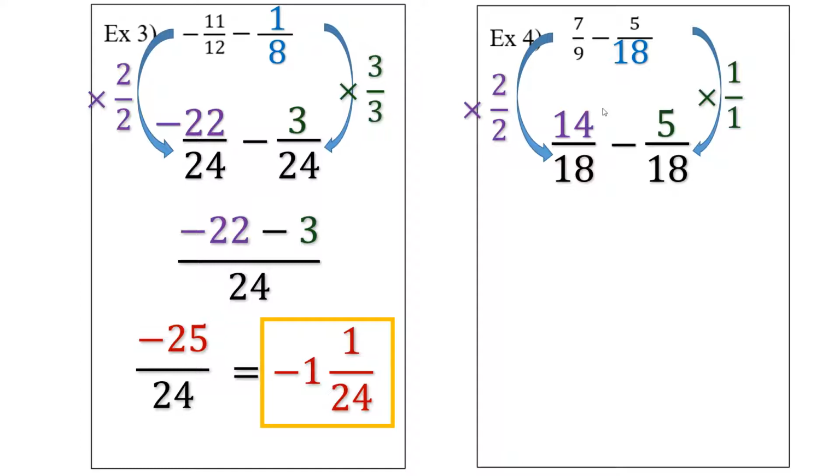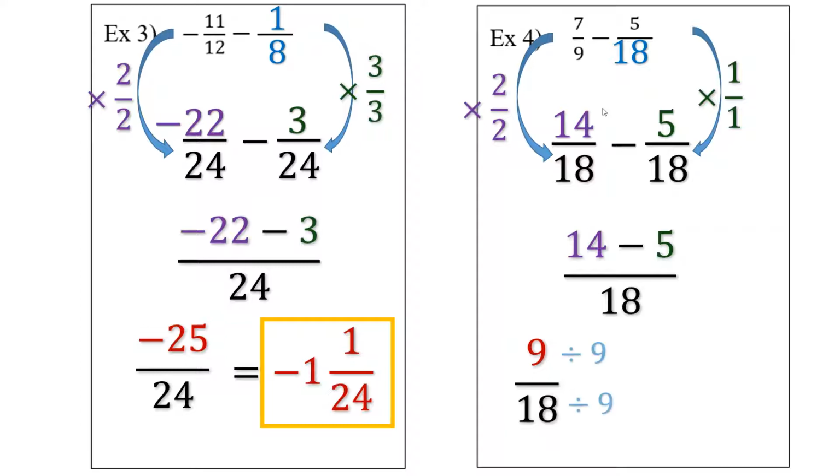And that's a negative, and the first one is a positive. So now we're just doing 14 minus 5, which is 9. But we do need to simplify it. So we will get 1/2. And that is the end of the notes and the lesson for today.